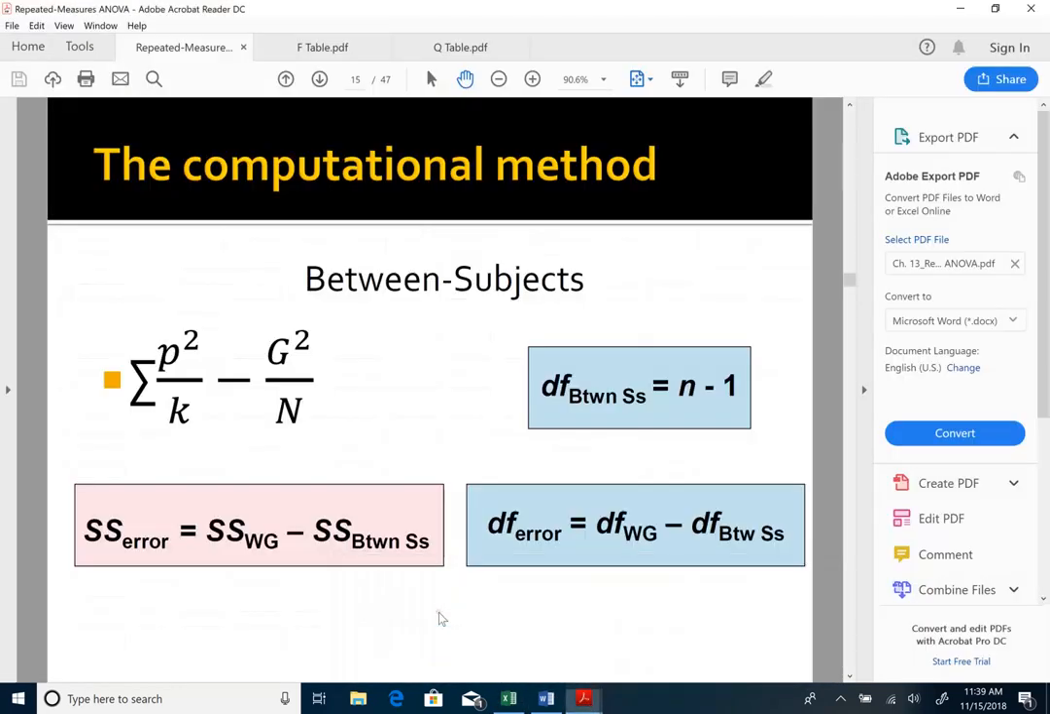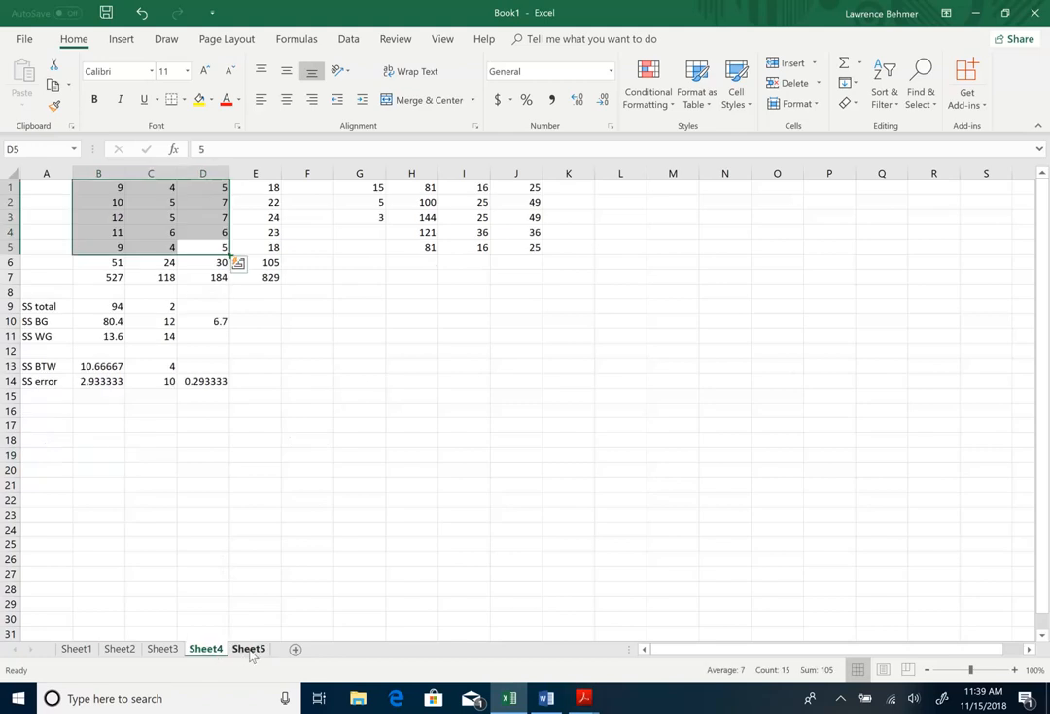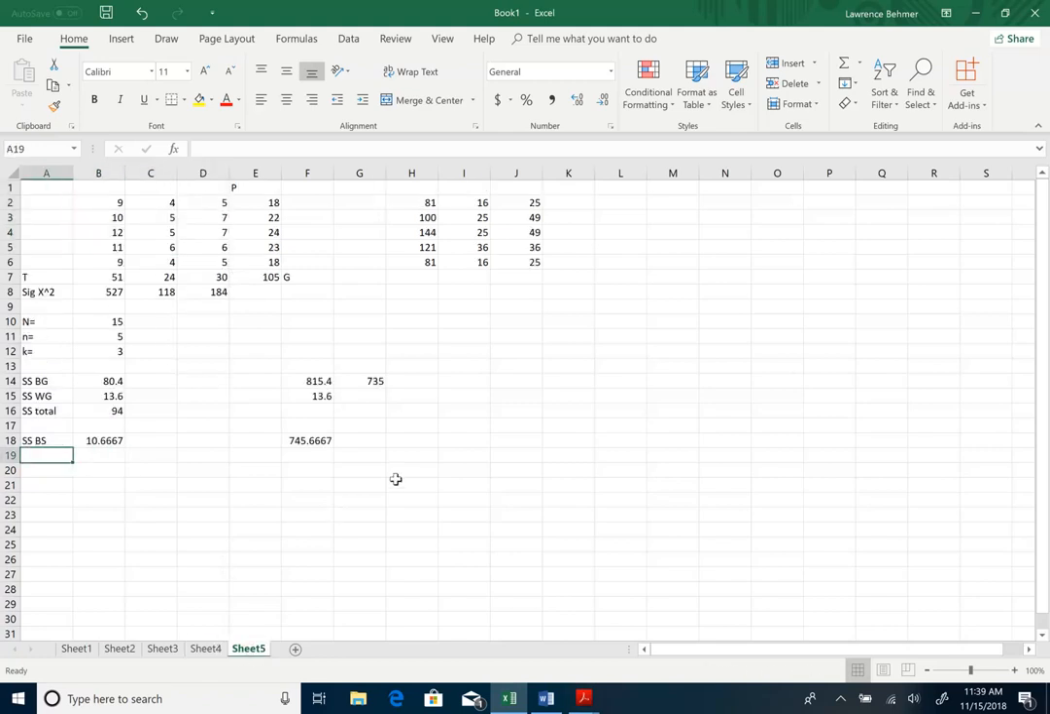So again, go back to the slides. What we've done is this part right here. Now we're going to subtract G squared divided by N from that, and we've already done that right here. So we'll go 745.6667 minus 735, and that gives us 10.667. Good. All right, sum of squares error now.